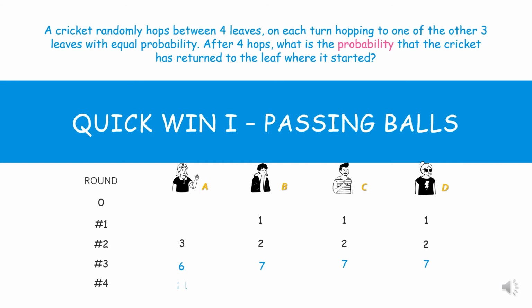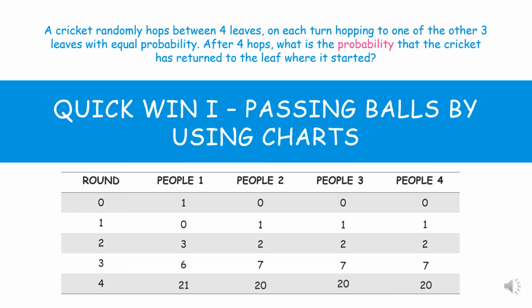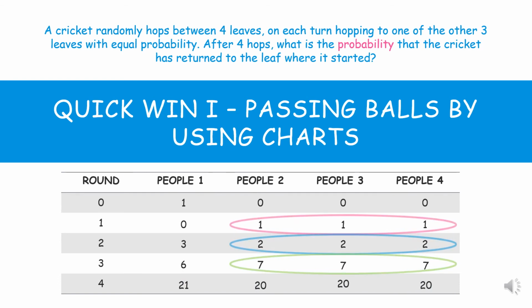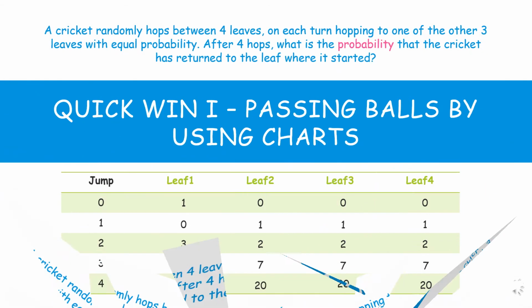If we continue the process until the last step, we will get that the first person's final number is 21. This means the probability of the person getting the ball in the end is 21 over the sum of all the final numbers, which is 21 over 21 plus 20 plus 20 plus 20 equals 21 over 81, which is 7 over 27. We'll discover a pattern here. Every time a person gets another number, that number will be the sum of all the other previous ones.